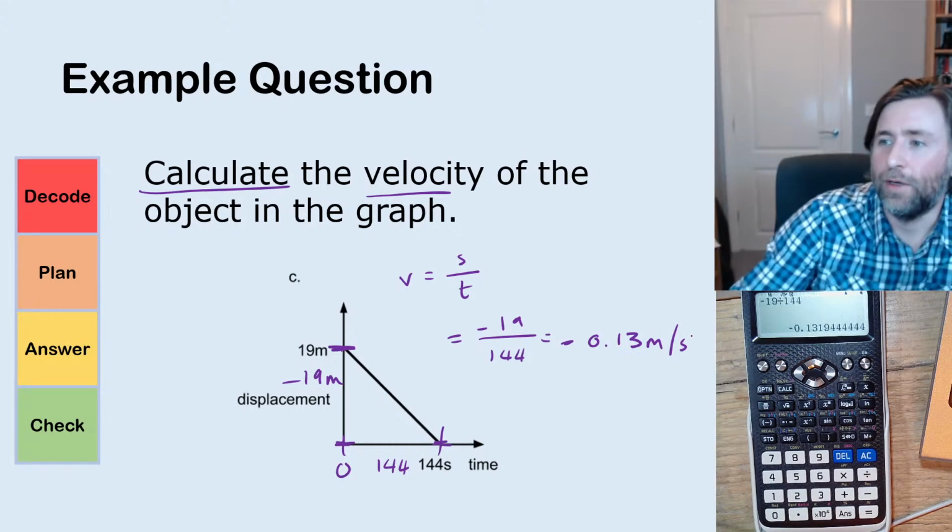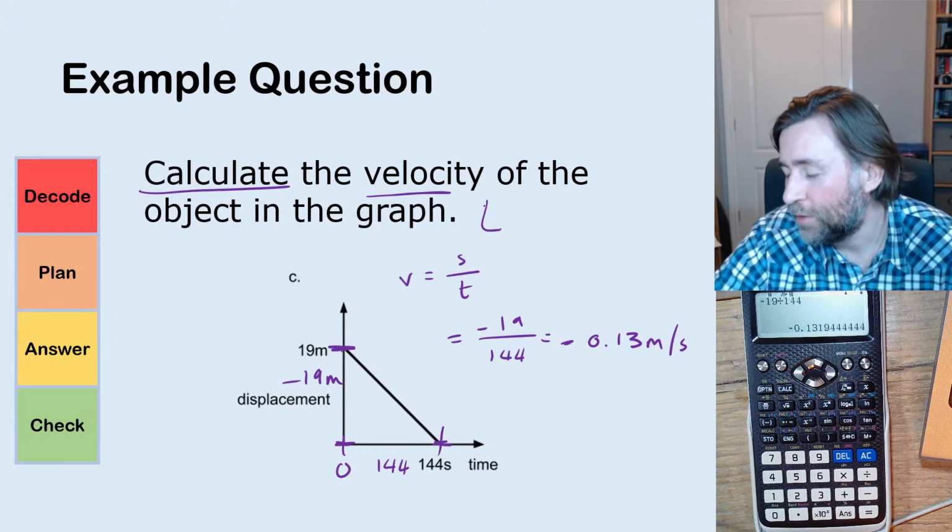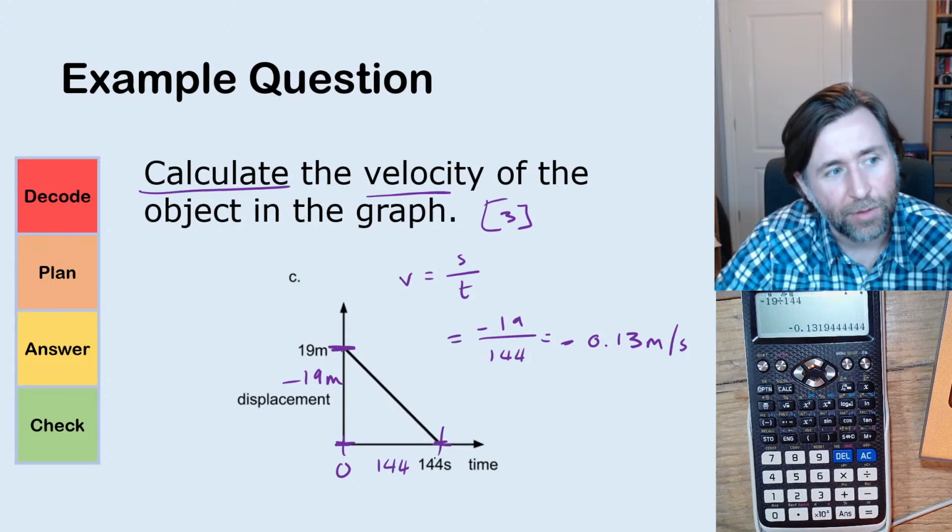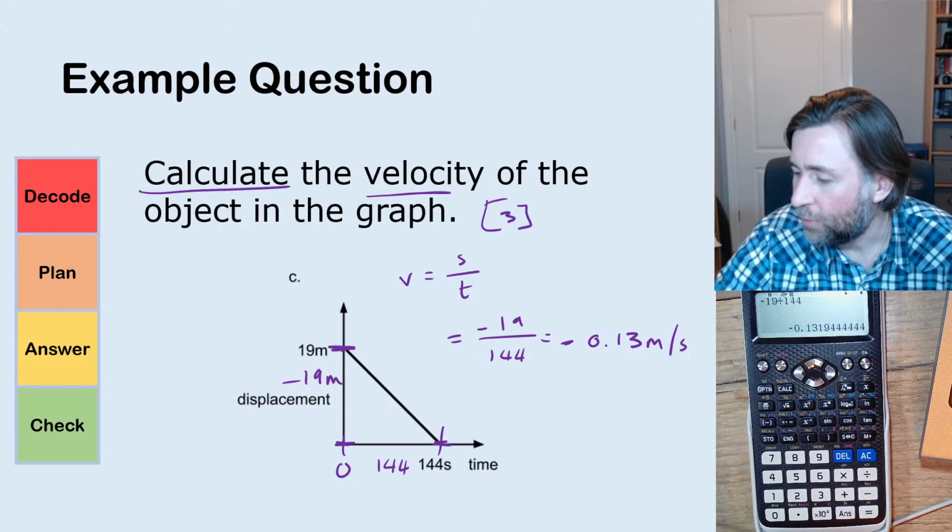Okay, so there we are. I haven't put how many marks this would be. This would probably be worth 3. A mark for reading off the graph, a mark for 0.13, and a mark for the negative.